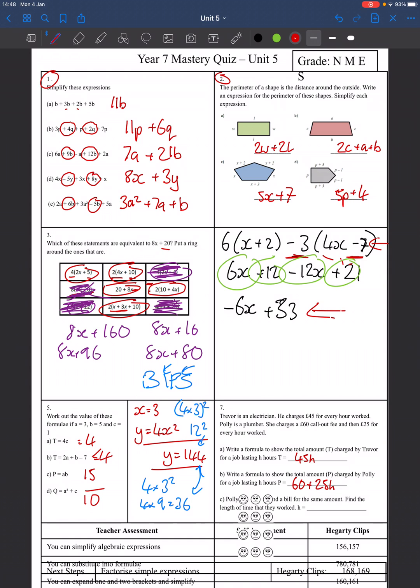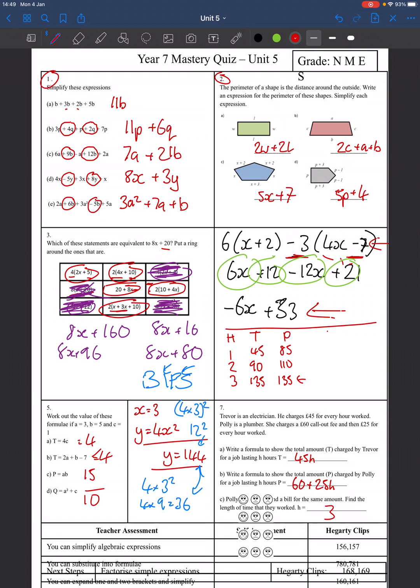Now, a lot of you did, and this is totally fine, I'm going to come up here for this. You said, well, if the number of hours is 1, then Trevor would charge £45. Polly would charge 85. If it's 2 hours, Trevor's going to charge £90. Polly's going to charge 110. And then 3 hours, Trevor's going to charge 135, and Polly's going to charge 75 plus 60, 135. And you go, oh, well, they're the same. So the answer is 3, and however you got that, I gave you the mark if you got that.